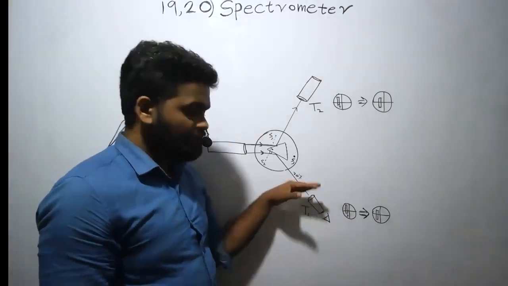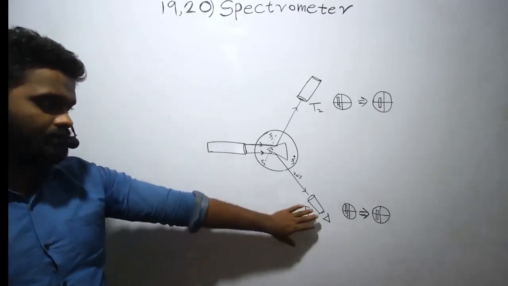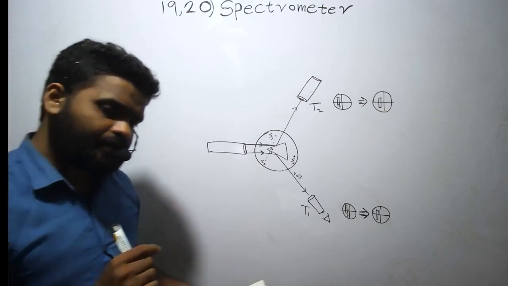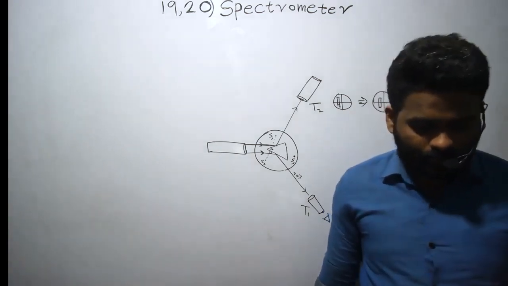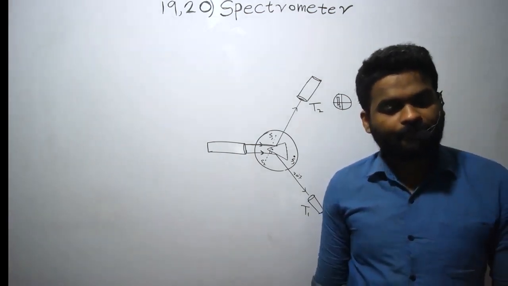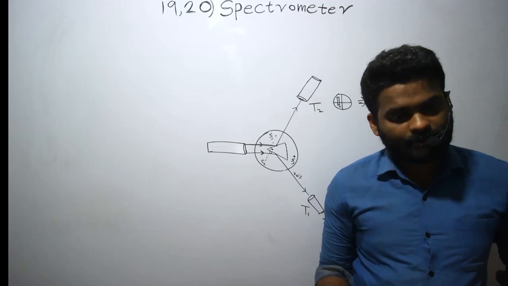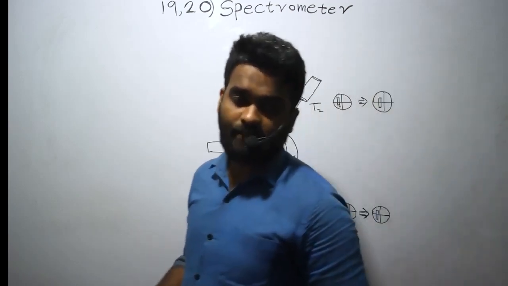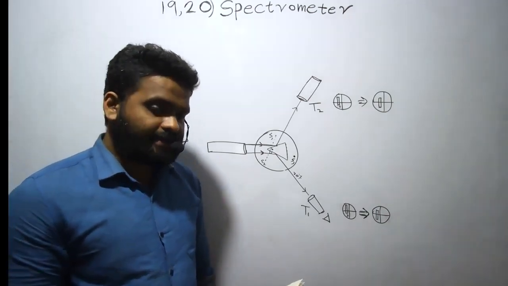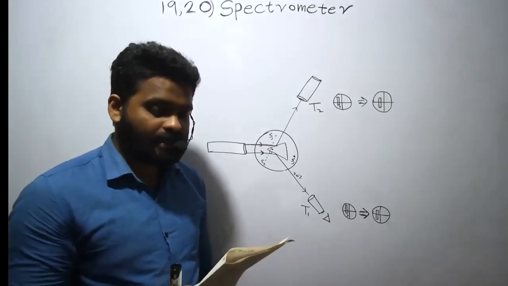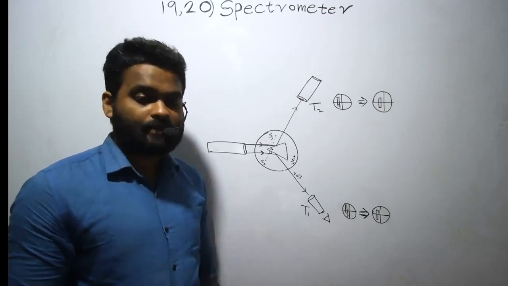Okay, below this, write down: at T1, rotate either S1 or S2 till the image is symmetrical.